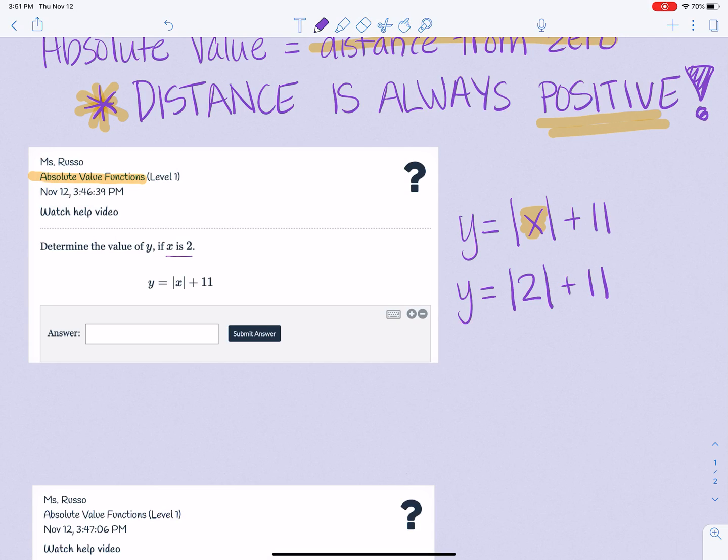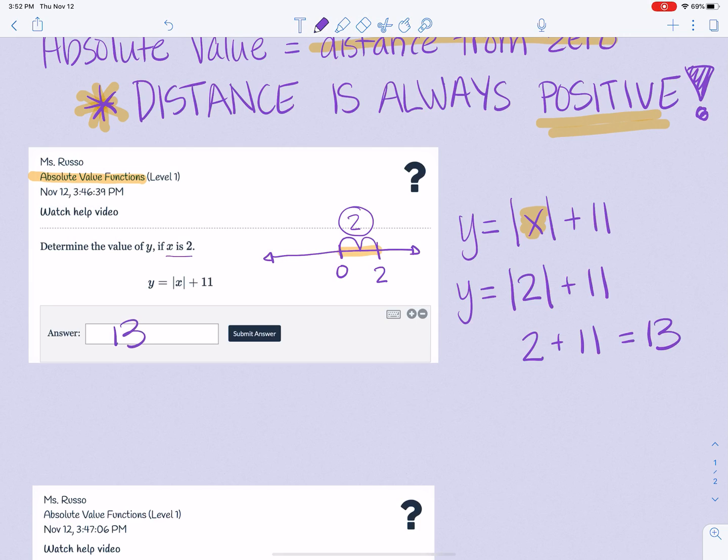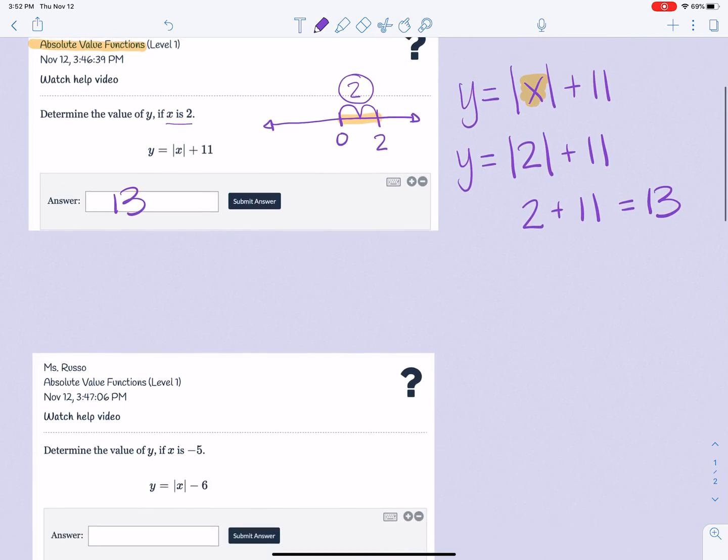Now, to help you with the absolute value, remember, here's our number line, here is 0, and here is 2. They want to know what is the distance from 2 to 0. In other words, how many jumps does it take to get from 2 to 0? It takes 2 jumps. Distance is always positive. So the absolute value of 2 is 2 plus 11. 2 plus 11 is 13. So that is actually our solution, 13. Not so bad, huh? Well, let's take a look at the next one.